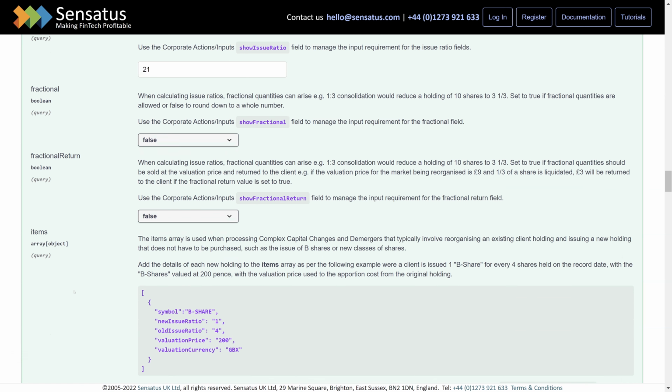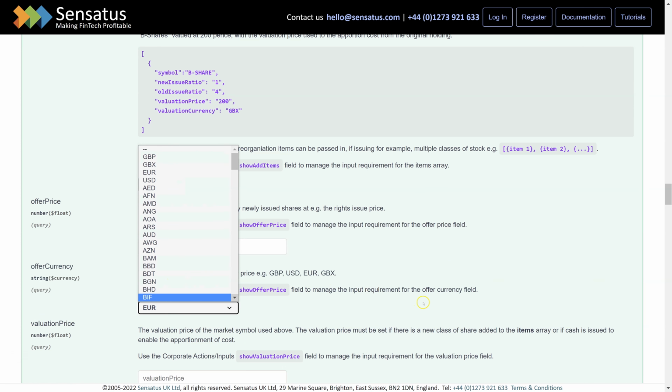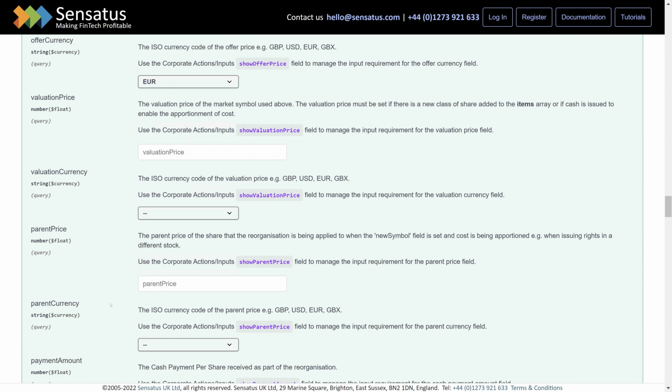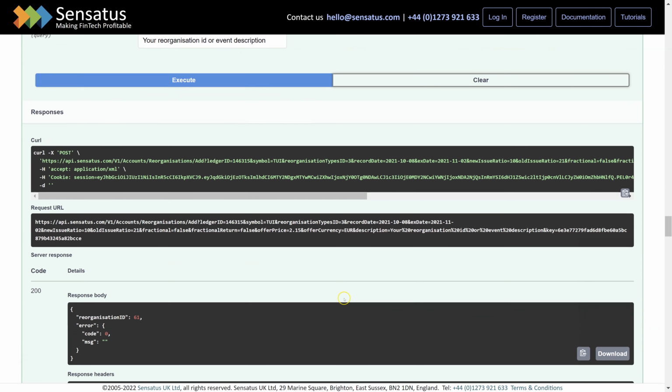Set the offer price and currency to €2.15. Add a description and leave the remaining fields at their default value. Use the returned reorganisation ID should you need to delete it.